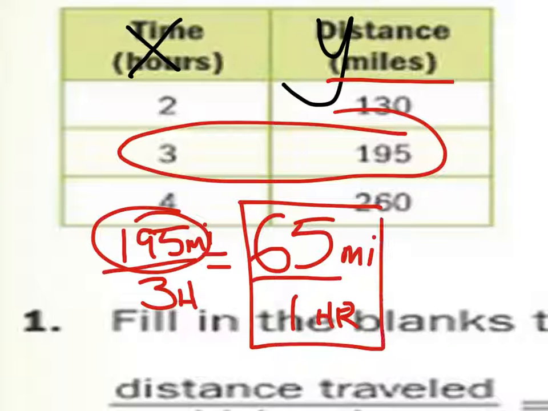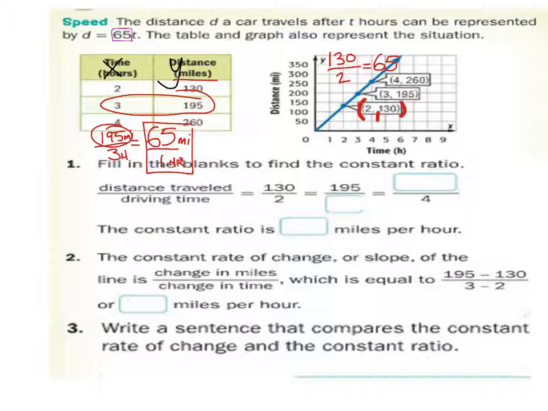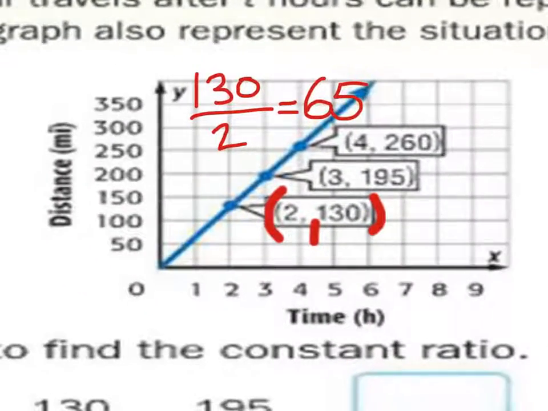Bam. Constant of proportionality. This equation, what's the constant of proportionality? Well, how do you know it's asking for that if it doesn't even say that? I'm asking for it. 65. This only works for proportions. So on the graph, how do I know that this graph is proportional? There's a straight line and the origin. Straight line through the origin.